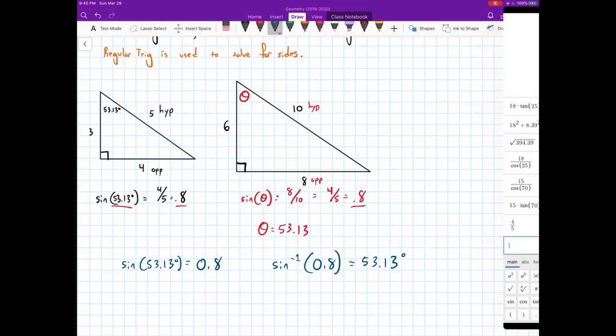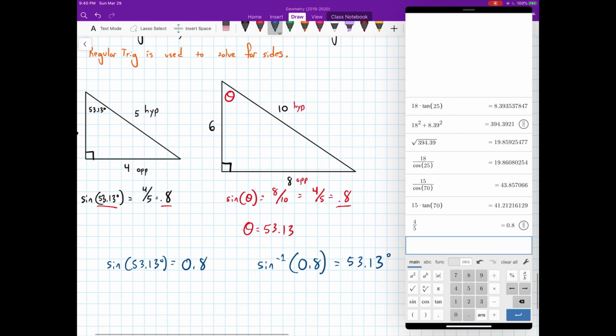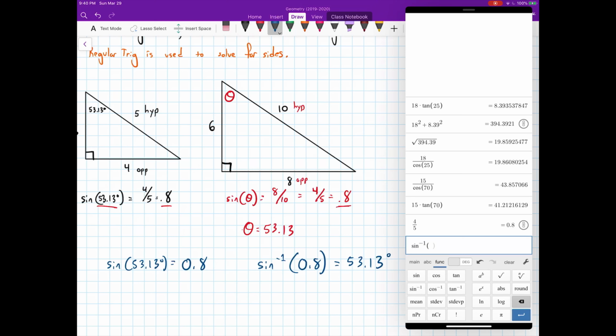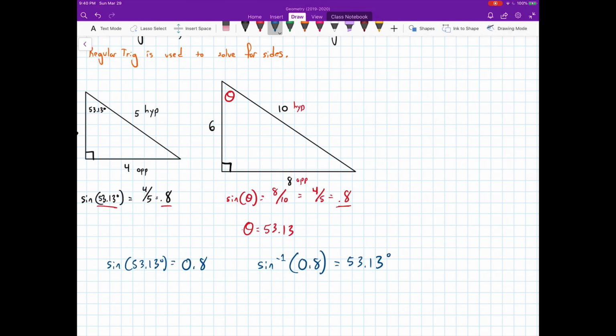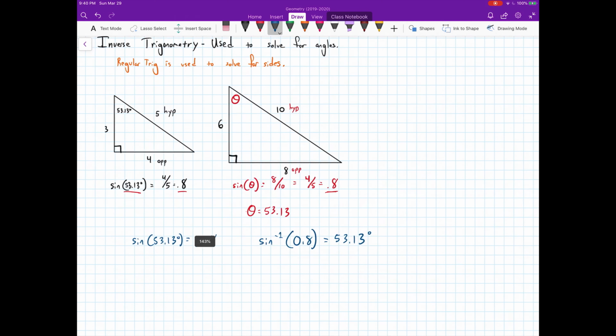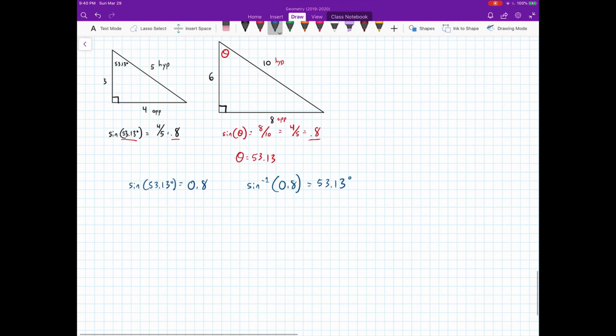We can test that real fast. I'm going to hit function here, and I'll find the inverse button, the second one down on the left, and I put in 0.8, and you can see I get 53.13. So that's the idea. You start with the sides or the ratio, and you figure out the angles. We'll just write these down pretty quickly.